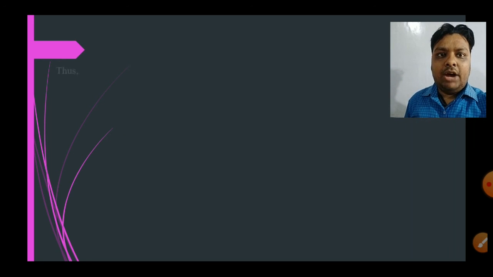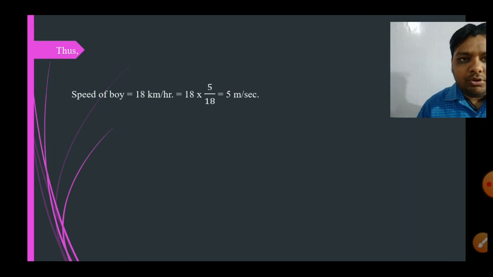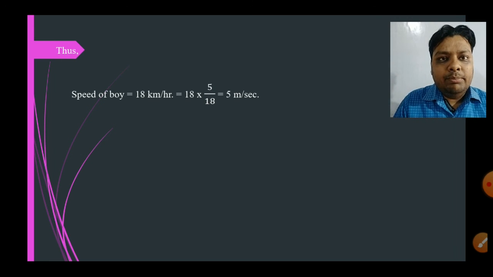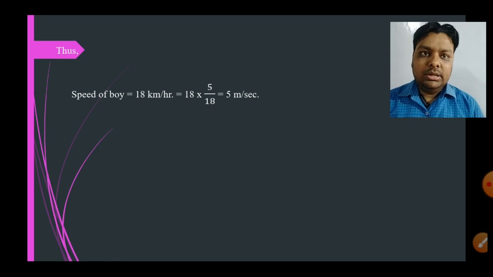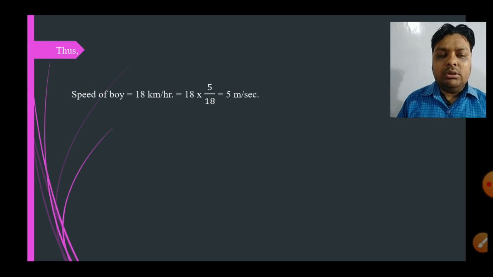Before applying the formula, you can see the distance is in meter but the speed is in kilometer per hour. So at first we will convert the speed of the boy into meter per second. To convert kilometer per hour to meter per second, we multiply by 5 by 18. So 18 cancels out, then only 5 is left. It means 5 meter per second will be the speed of the boy.